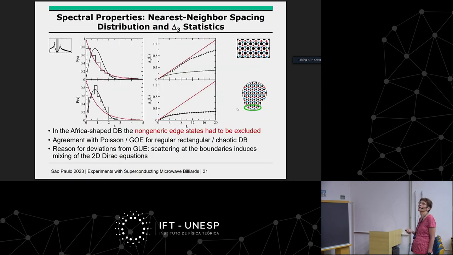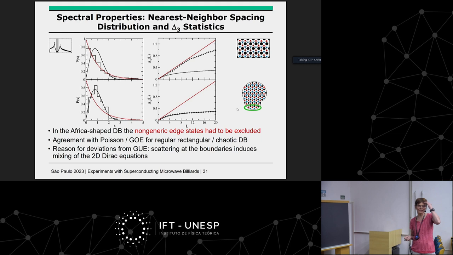But here I now show the results for the graphene billiard, the experimental result for the Dirac billiard. And here you find Poisson, as expected, for the rectangular one. However, for the Africa shape, you find agreement with GOE, and no agreement with GUE. Here I just plot the GOE curve, and this I realized only in the morning, but this is delta 3 for GOE. So one does not find GUE.